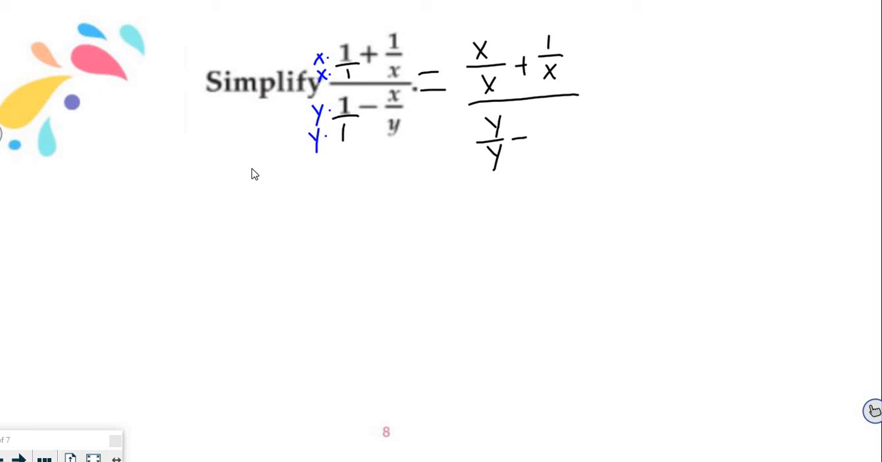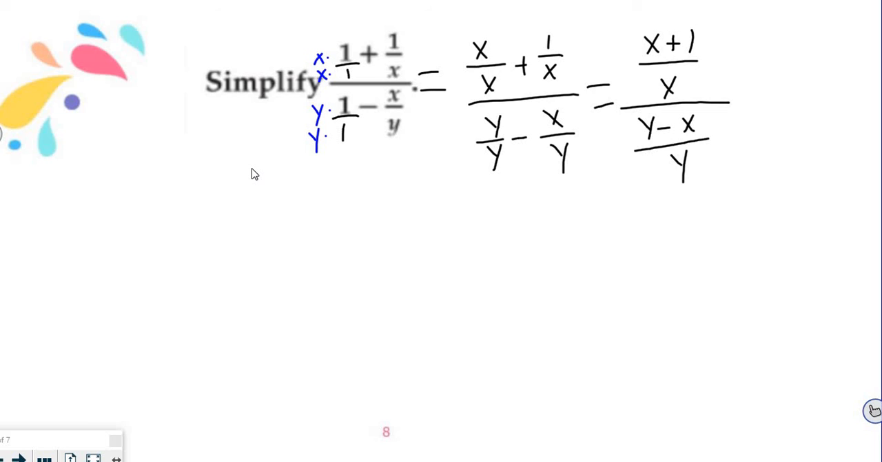So we're getting closer. We have more fractions now, but now we need to combine those to each be one fraction. So what are we going to have on top? x plus 1 divided by x, all divided by y minus x, just over y. Y'all okay with that?